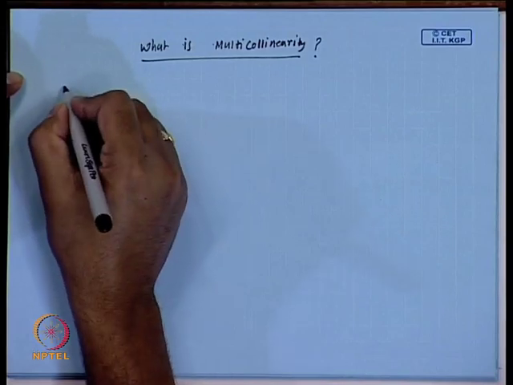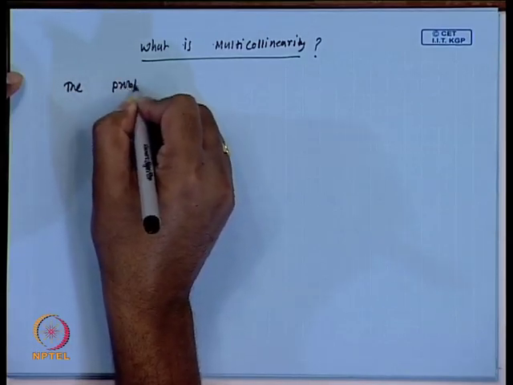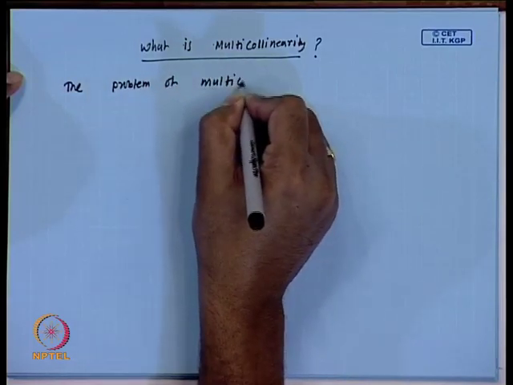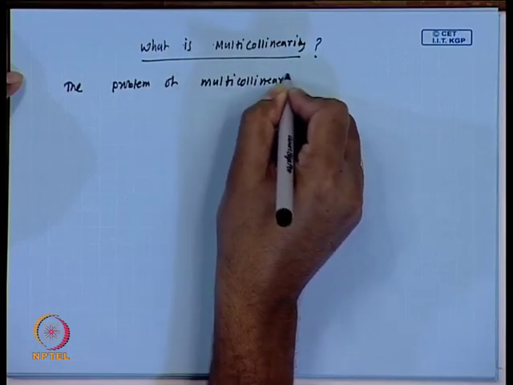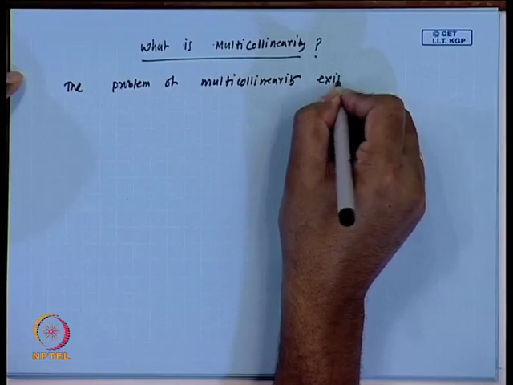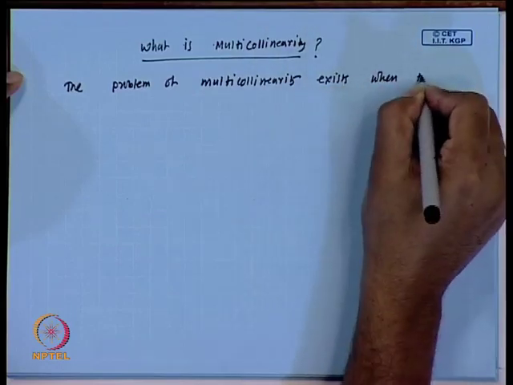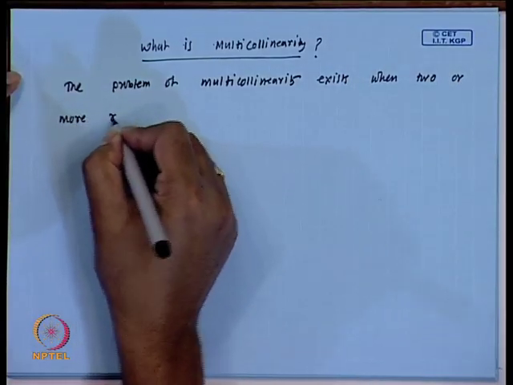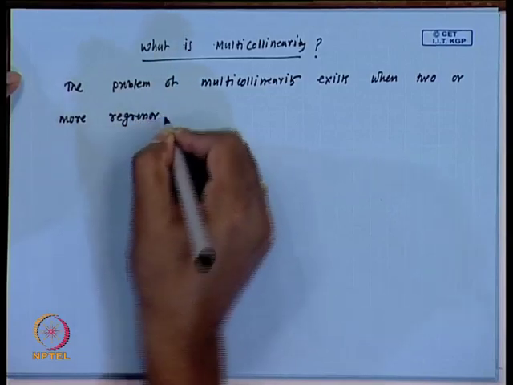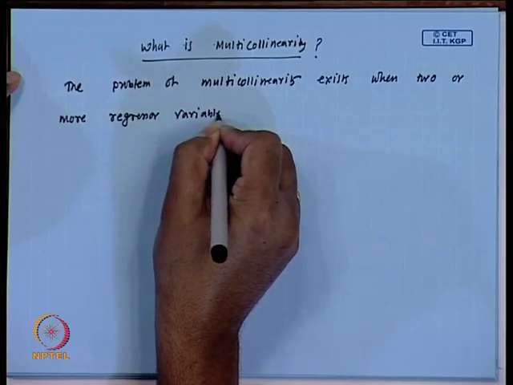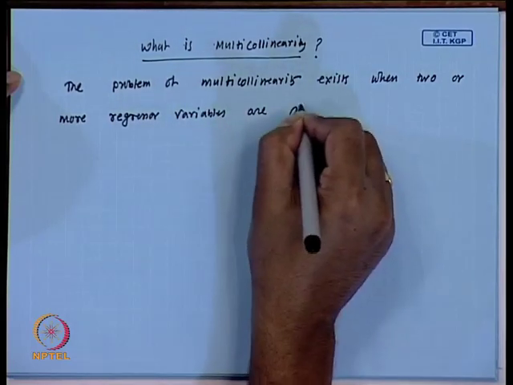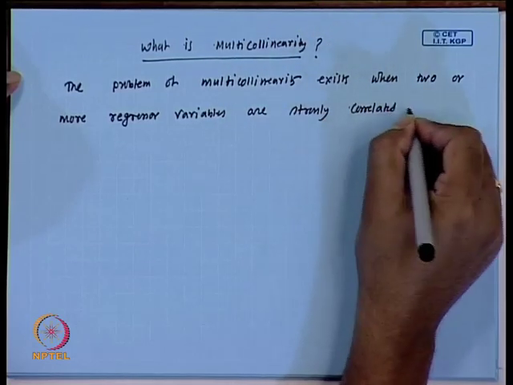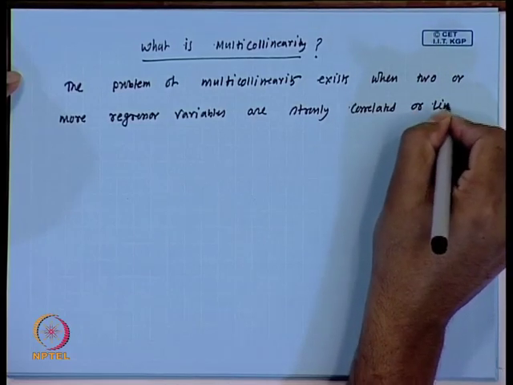Okay, the problem of multicollinearity exists when two or more regressor variables are strongly correlated or linearly dependent.